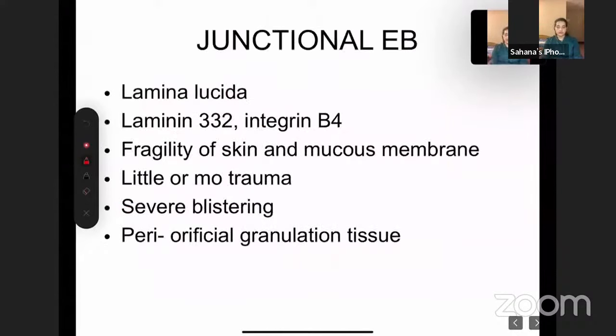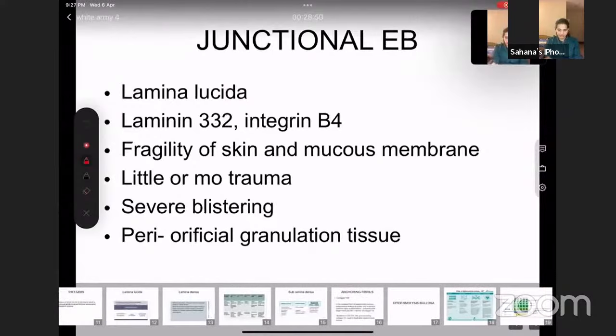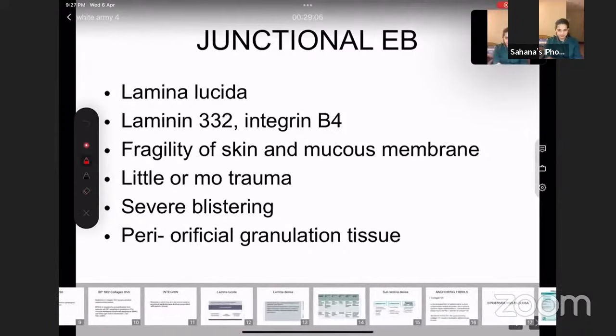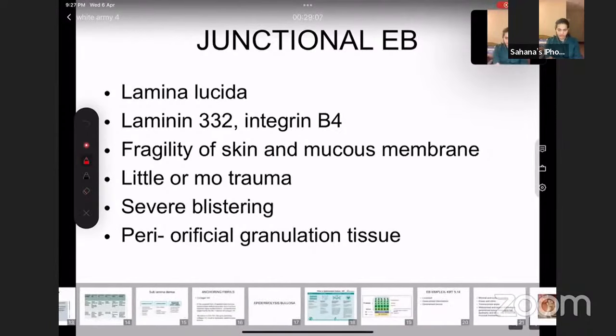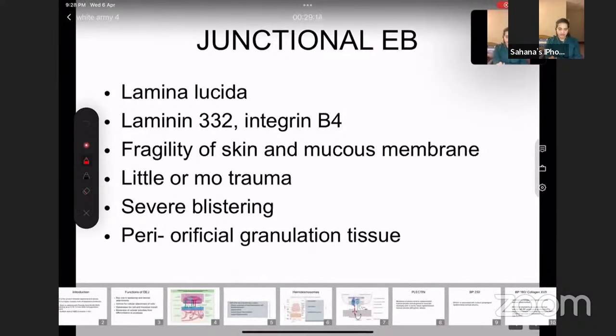Okay, so now let's go to the next form, that is the junctional epidermolysis bullosa. If you can remember, I told you that junctional EB happens because of the lamina lucida, the middle layer of the dermoepidermal junction. So that is why it's known as junctional EB. Let's just go back to that slide where I told you about the different types of EB. Okay, we'll come back to that later, but just remember that alpha 6, okay, I'll show you the diagram then.